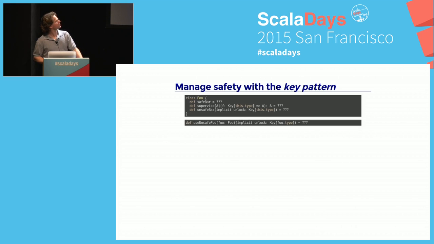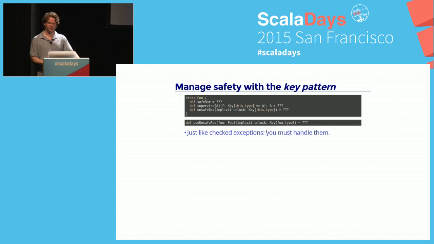Now, there's a little bit of a penalty, which is anytime you want to use this Foo class, and you need to use the unsafe functionality, you need to pass it in as an implicit. It adds a bit of boilerplate, but it only adds it once. So if you're going to do one unsafe thing, then it's a big burden. But if you're going to do them over and over and over again, the implicits take care of the rest.